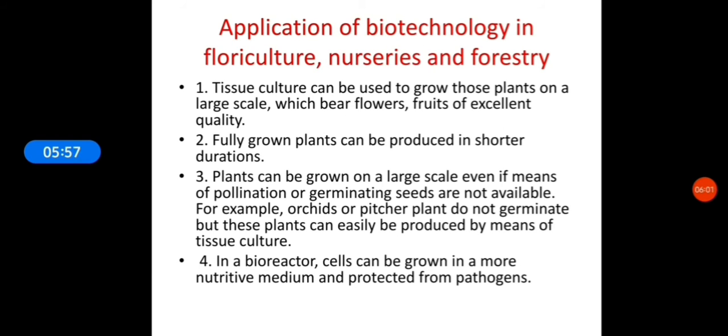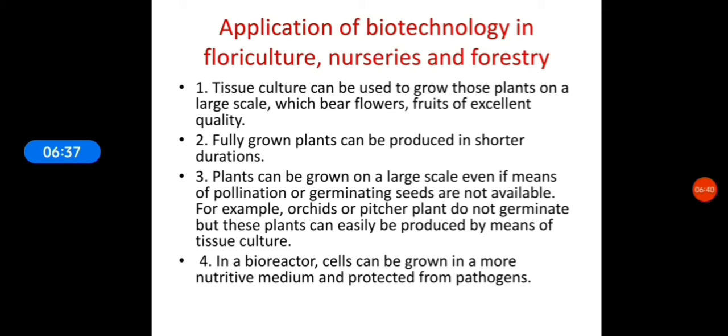Along with the food crops, biotechnology is also useful in floriculture, nurseries, and forestry. Nurseries are necessary for various purposes like growing gardens on a large scale, afforestation, reforestation, etc. Seedlings have to be supplied in large numbers for all these purposes. It is profitable in such cases to produce plantlets with the help of tissue culture techniques. So look upon the applications of biotechnology in floriculture, nurseries and forestry.